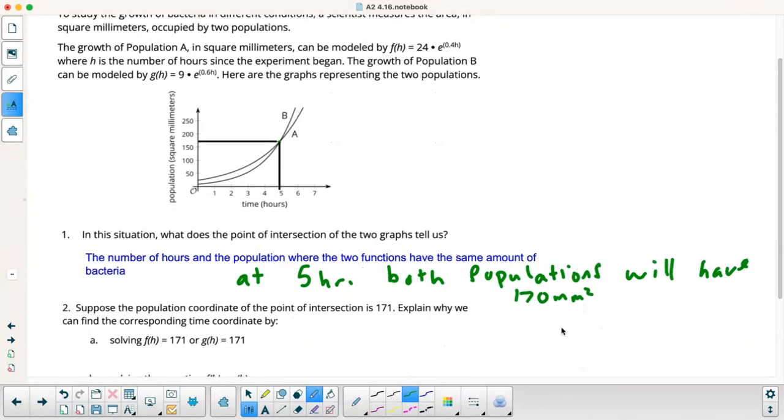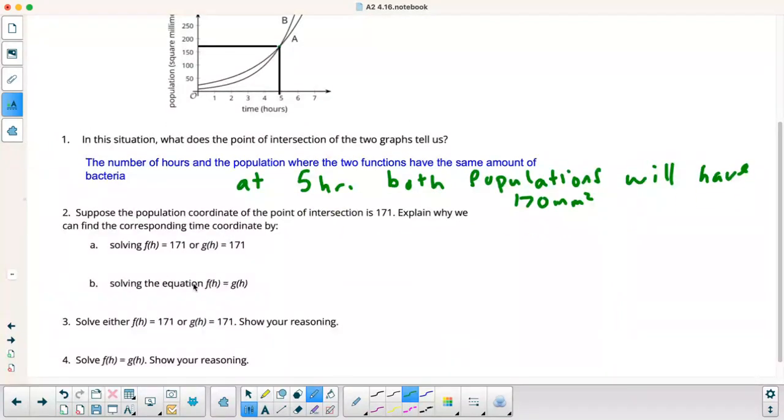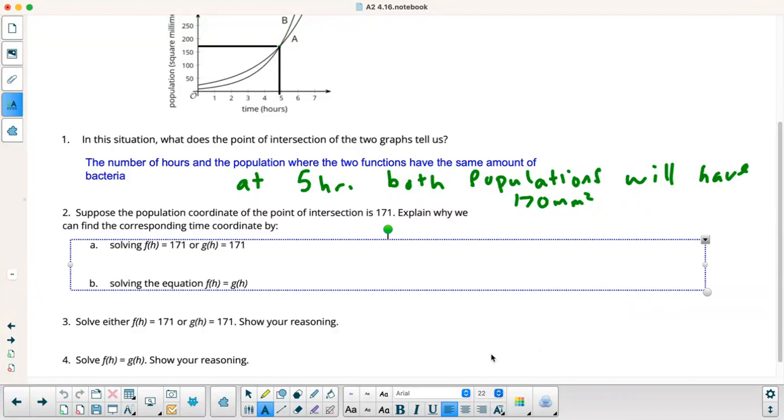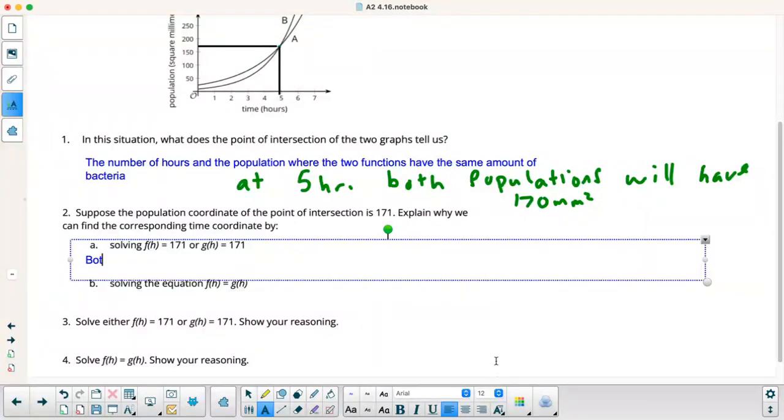So that's your area. All right, suppose the population coordinate of the point of intersection is 171. Okay, so I was a little off, 171. Explain why we can find the corresponding time coordinate by solving f of h equals 171 or g of h equals 171. Well, both functions go through the same point, so we could set either one equal to 171.